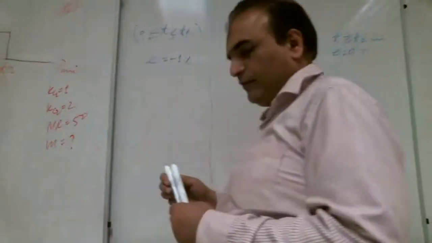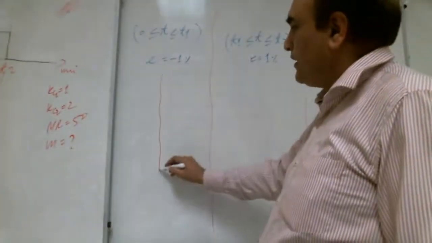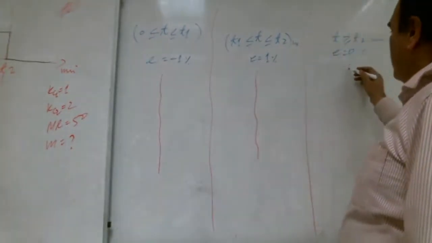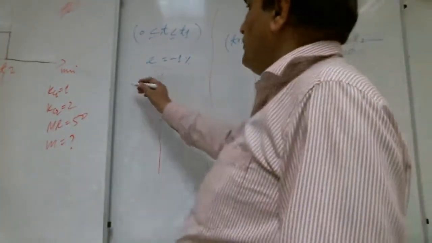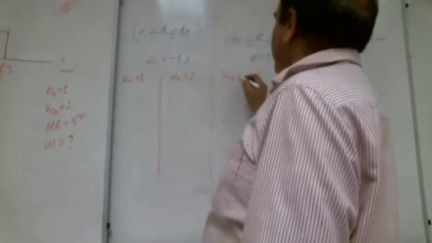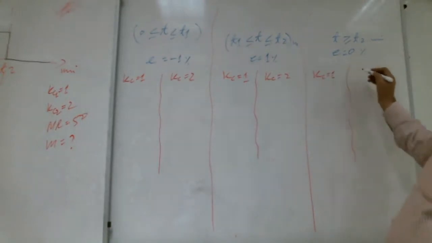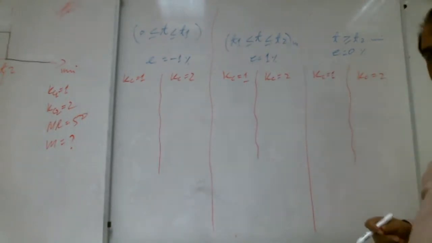Now, how many gains do we have? 2 gains. So each column we will divide in 2: KC1, KC2, KC1, KC2, KC1, KC2.